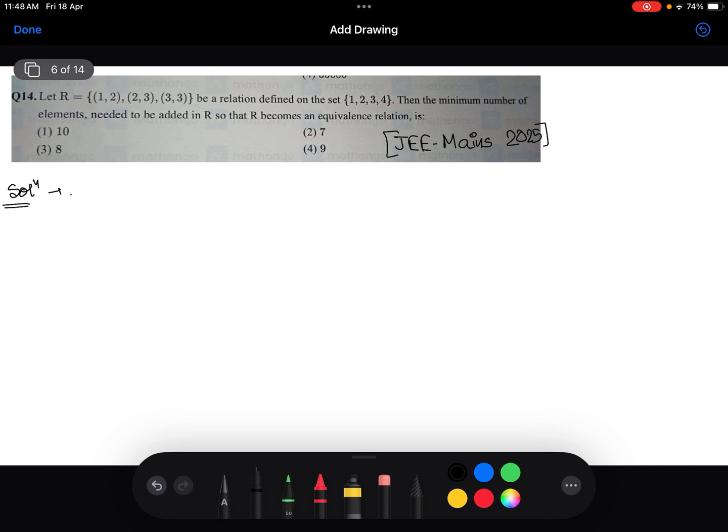So we have said that A is {1, 2, 3, 4}, and R we have (1, 2), (2, 3), (3, 3). In the relation R we have these three elements. Now what they are asking is the minimum number of elements needed to be added in R so that R becomes an equivalence relation. So what we have just studied earlier, an equivalence relation is reflexive, symmetric and transitive. Okay, so let's go one by one.